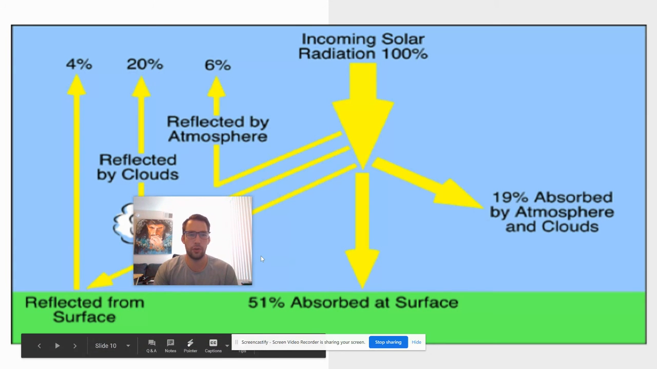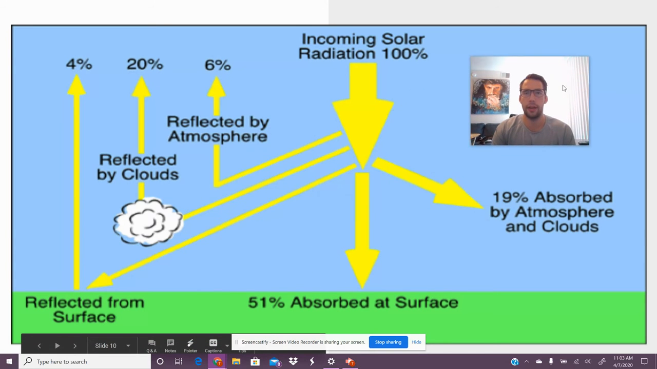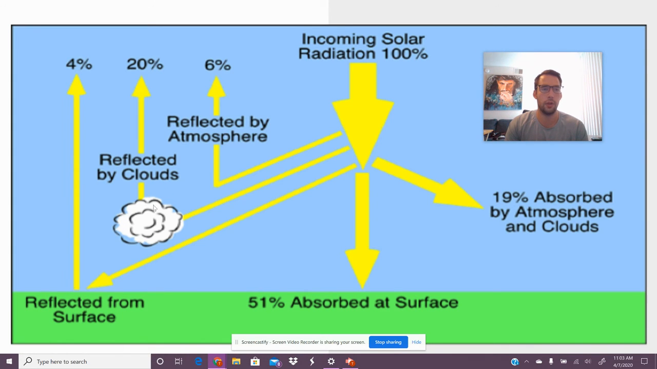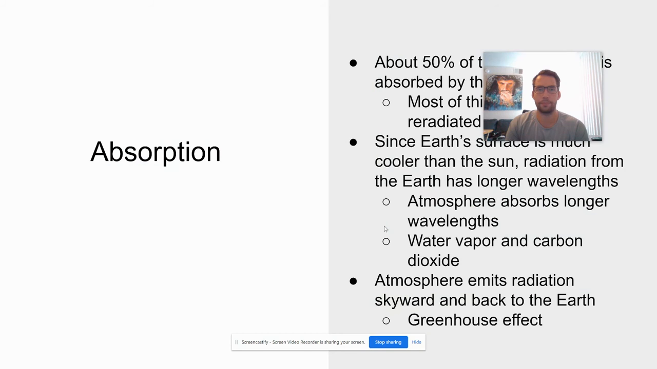So this shows us visually what happens to a lot of the radiation. We have 100% solar radiation coming in. 51% of it is going to be absorbed by the surface of the Earth. 4% of it is going to be reflected off the surface of the Earth back into space. 20% of that radiation is reflected by the top of clouds back into space. 6% is reflected by the actual atmosphere back into space, and then 19% is absorbed by the atmosphere and in clouds.